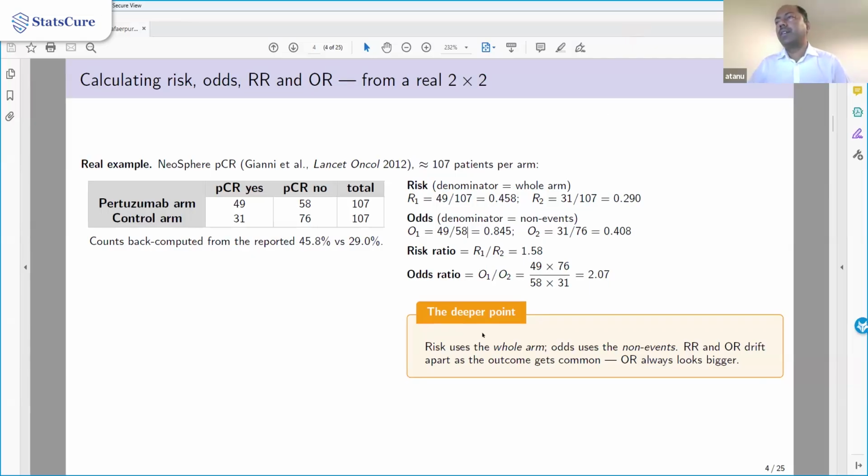I see, I see. So when you are talking about risk ratio or odds ratio, I think you are trying to raise the point about the reference point.